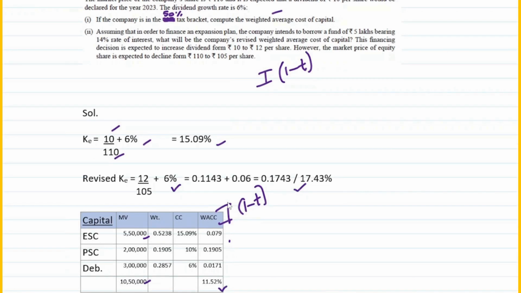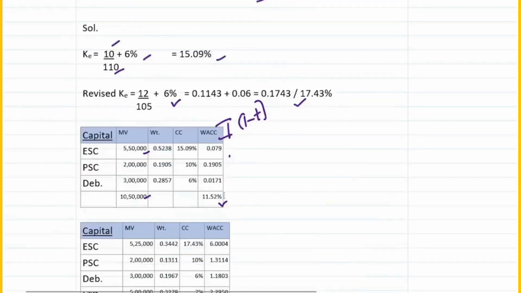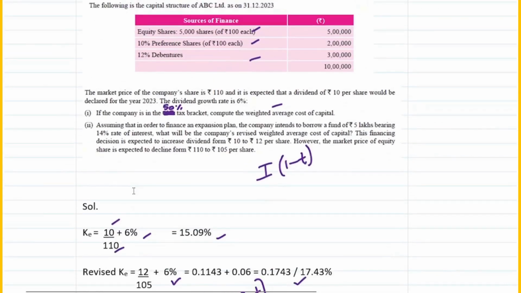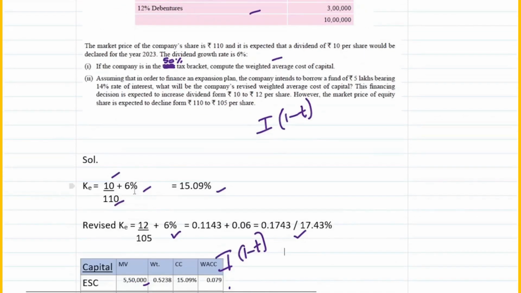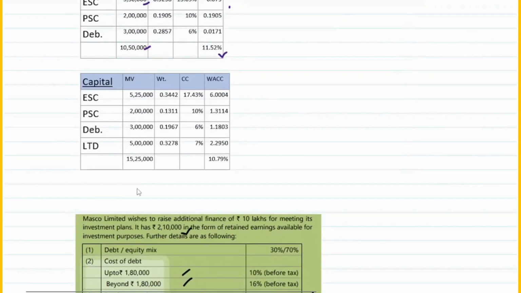Now what are we going to find? The revised WACC considering the market value. So what has happened? The number of shares remain constant, which is 5,000, but the market price per share has gone from 110 to 105. So 5,000 into 105 should be giving you 5,25,000. Preference share capital and debentures remain the same, but over and above this, I am having a term loan of 5 lakhs, which is incorporated while considering new WACC. What do I do for weights? For weights, I do individual divided by total. Individual divided by total, I find out the weights.